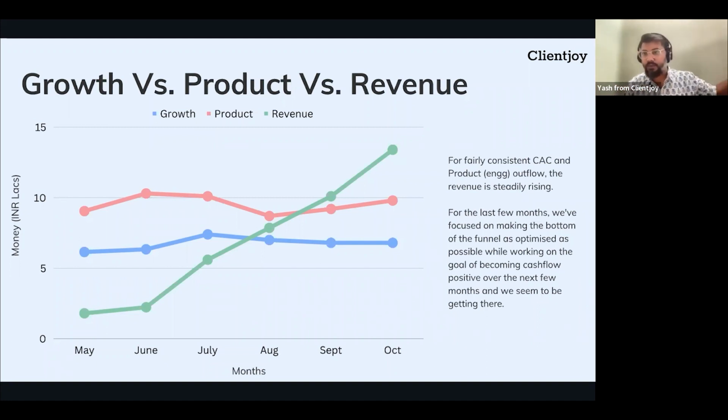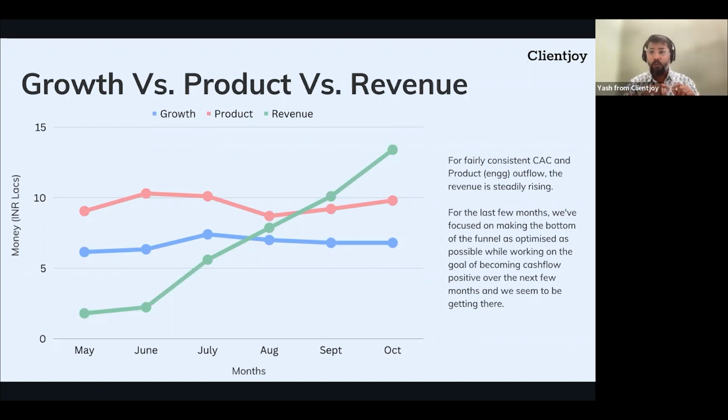Like that was 3 months ago, 4 months ago, 2 months ago, whatever the case may be, right? And so you can see that from the month of May to the month of October, our growth and the spends that we do on customer acquisition and the spends that we do on product and its engineering, they are not changing, right? So they are 10% plus or minus variation.